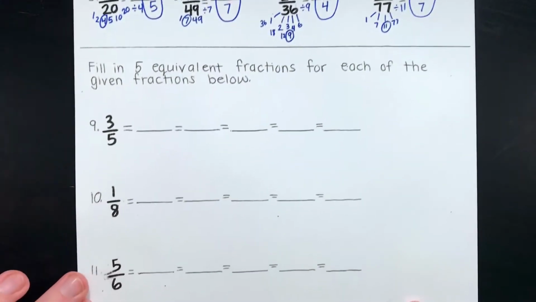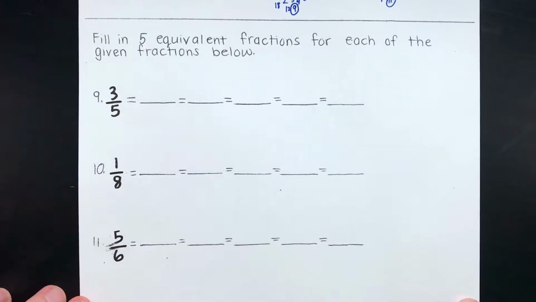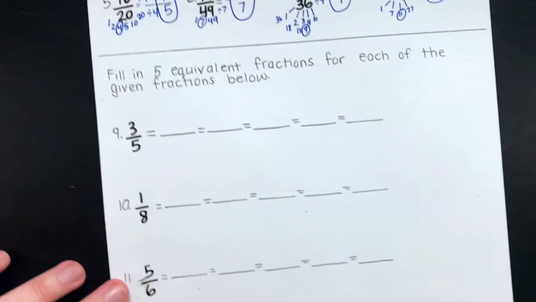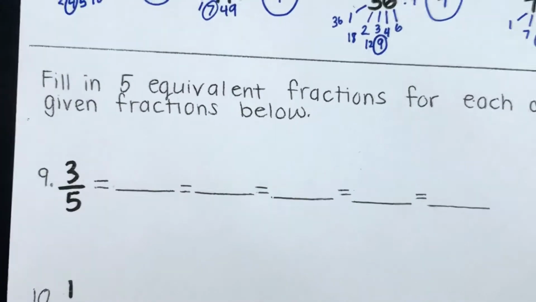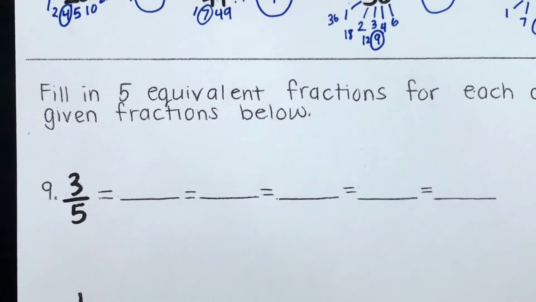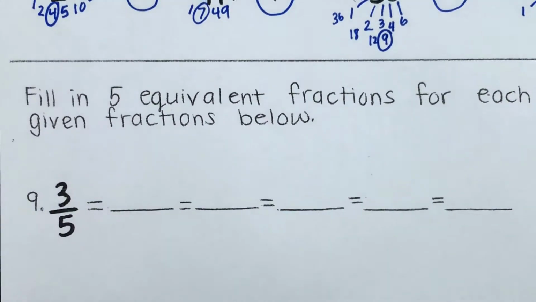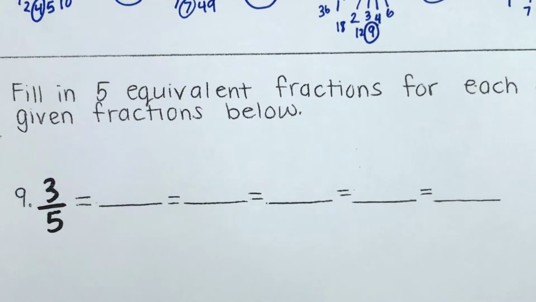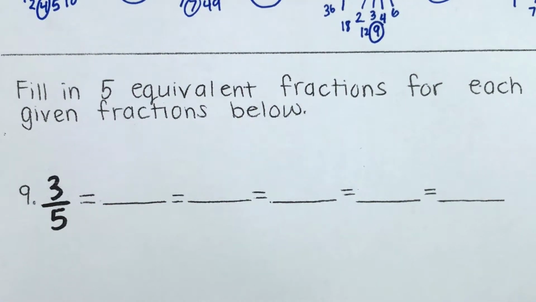All right, let's look at the bottom here. So fill in 5 equivalent fractions for each of the given fractions below. Nothing I really want to highlight in those directions, but I'm making sure that I'm checking exactly what each problem's asking me to do, or each section's asking me to do. So here we just need to come up with equivalent fractions. So this is kind of where you have a little bit of freedom.